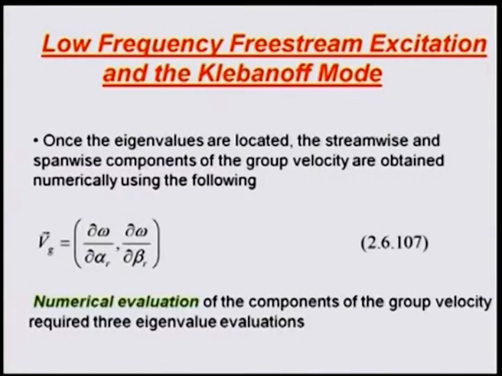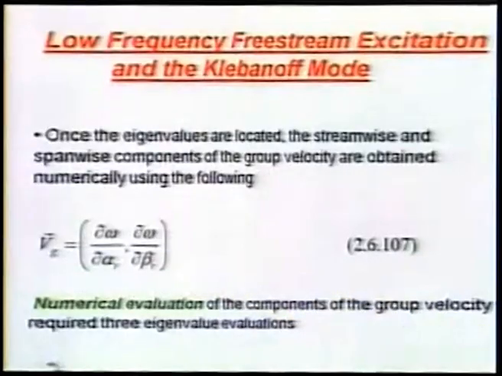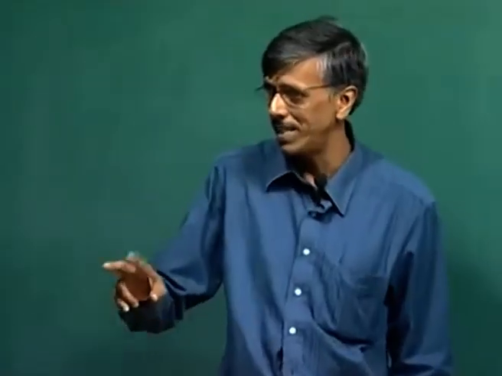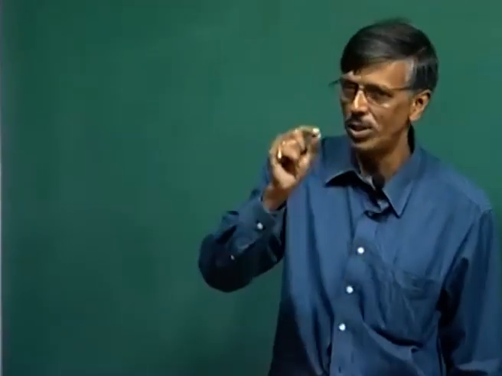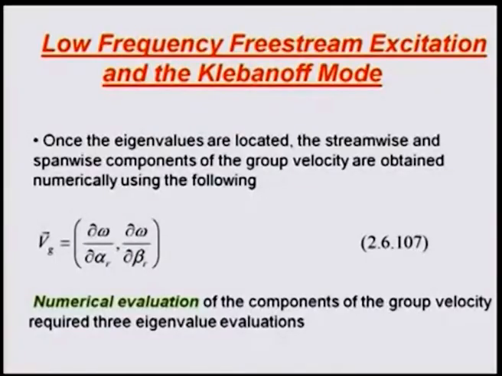And that is what is done, and the expression that you are seeing there is the numerical evaluation of the group velocity components. Aren't these two components in the x and z directions? The first one gives you the disturbance propagation in the streamwise direction, and this is the cross flow direction. So, you basically need 3 eigenvalue evaluations. I can do omega naught plus d omega, omega naught plus 2 d omega, and I can calculate this. So, we can make use of that and evaluate this group velocity.